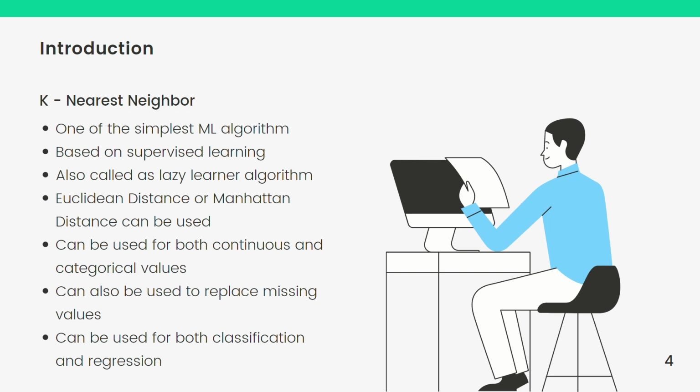Now introduction. So what K nearest neighbor is, it's one of the simplest machine learning algorithms, and it is based on supervised learning. So it is also called a lazy learner algorithm. Why it is called lazy learner is because it doesn't really do anything in training, and it just stores the data and runs it on the go. So that's why it's called a lazy learner algorithm. It uses Euclidean distance or Manhattan distance, both of which will be talked about later on. It can be used for both continuous and categorical values.